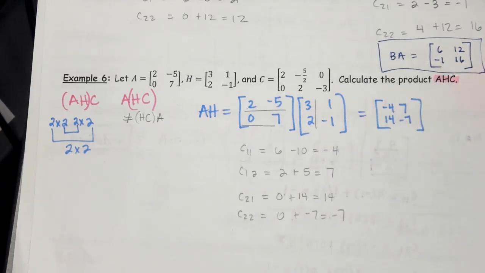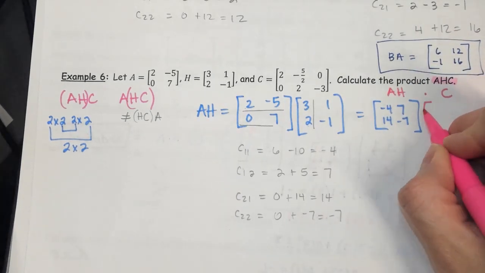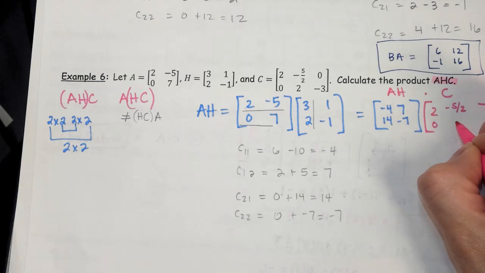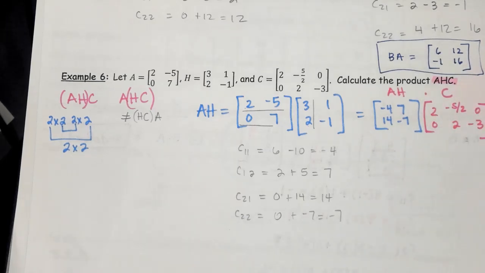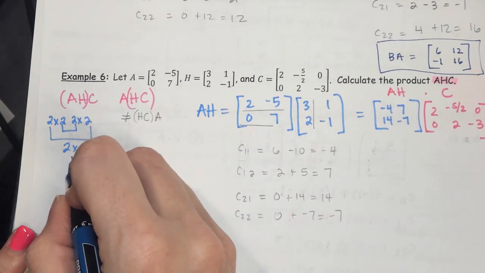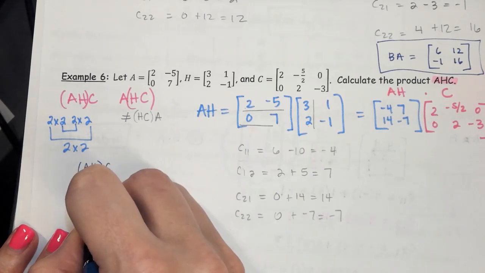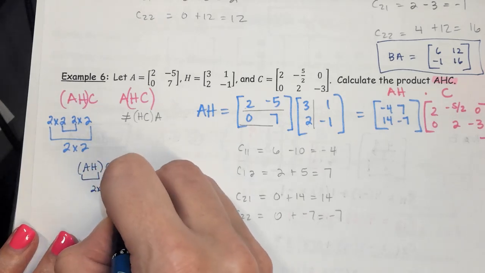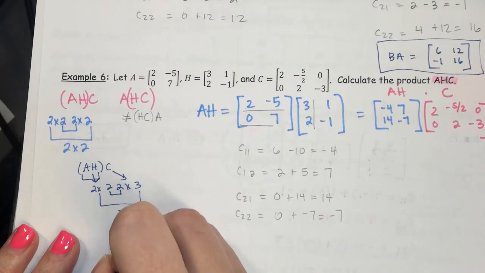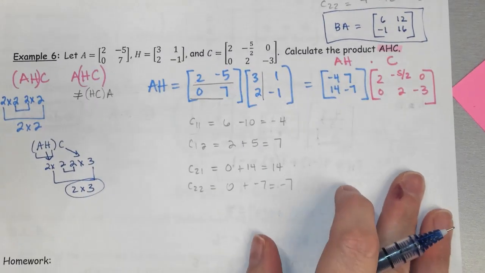So now I'm going to do AH times C. Negative 5 halves, 2, 0, negative 3. So when you're doing that, AH times C, okay, if AH is a 2 by 2, and C is a 2 by 3, then the insides match and your result is a 2 by 3. Okay, so that's what your final answer is going to be, a 2 by 3 matrix.